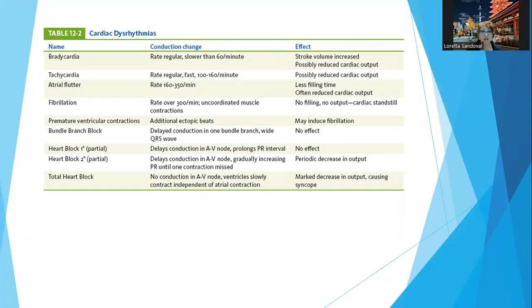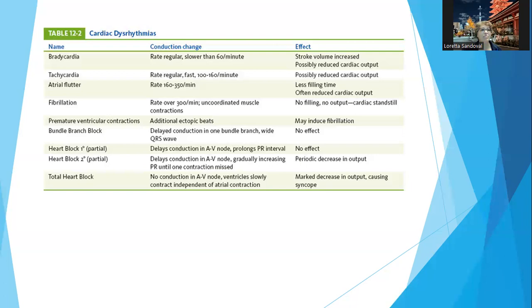Tachycardia is just the opposite: faster than 100 beats per minute, so 100 to 160 beats per minute. You could possibly have reduced cardiac output there because it's going so fast it doesn't have time to fill. So both bradycardia and tachycardia can cause reduced cardiac output. They don't necessarily, but they could. Atrial flutter, 160 to 350 beats per minute, means less filling time for the atria and often reduced cardiac output. So a lot of times we want to ask, how does this affect cardiac output?